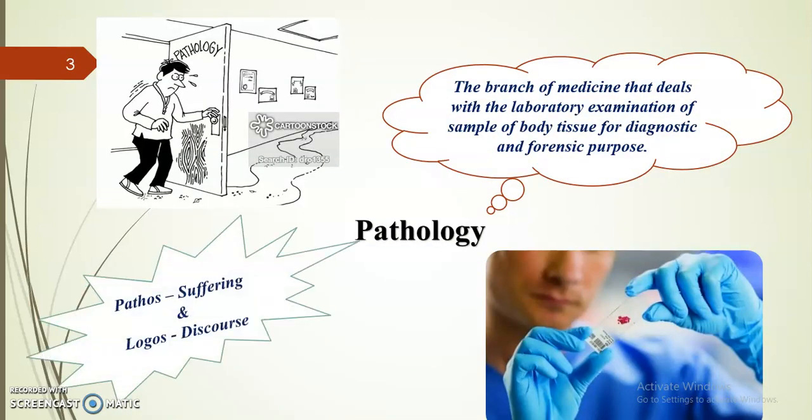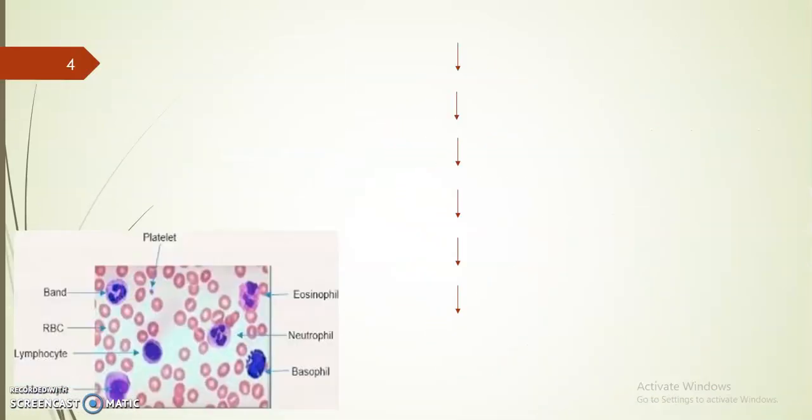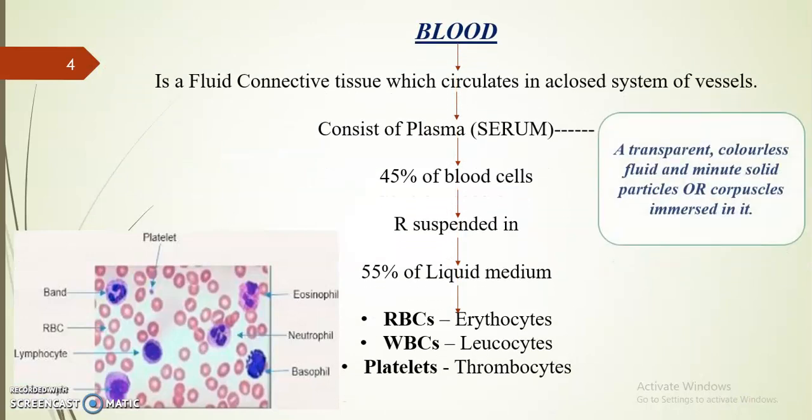Pathology. What is the meaning of pathology? Pathology is a branch of medicine that deals with the laboratory examination of samples of body tissue for diagnostic and forensic purposes. Pathos means suffering and logos means discourse. In this, what is blood?